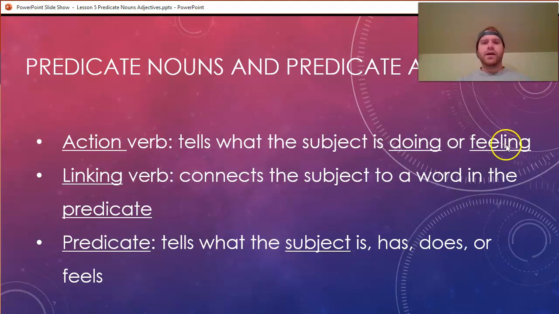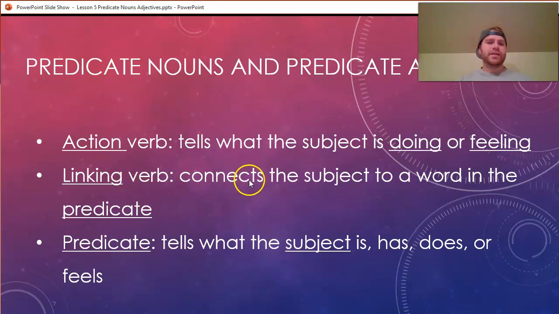Again, there are some verbs that talk about how we're feeling or thinking, right? So verbs like to think is an action, sleep is an action, wonder is an action. So things that are also mental are also action verbs.